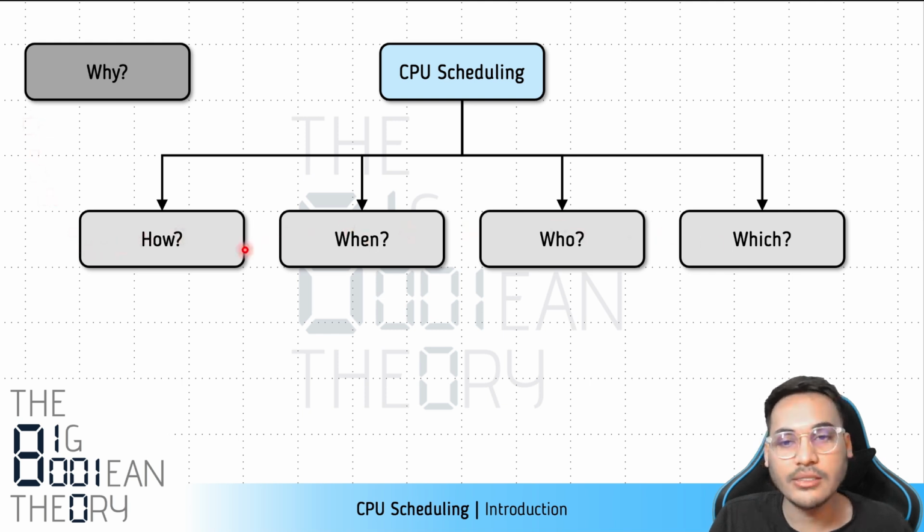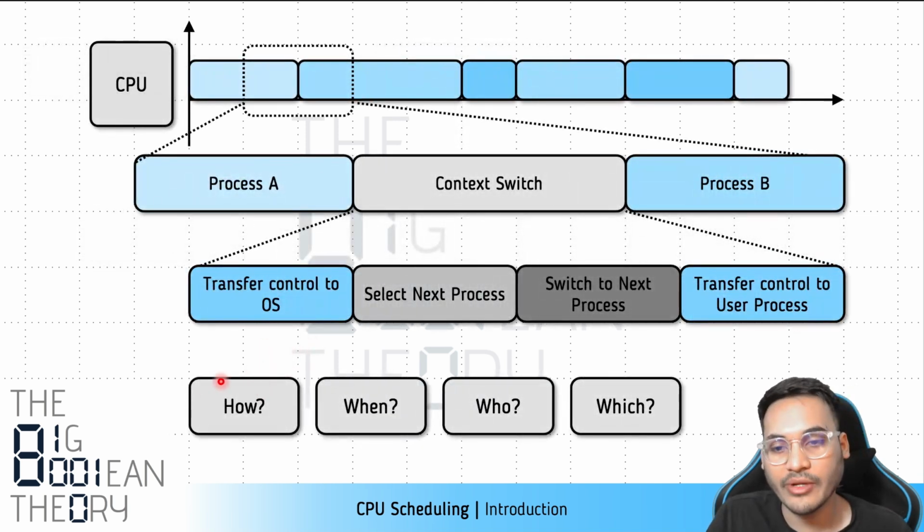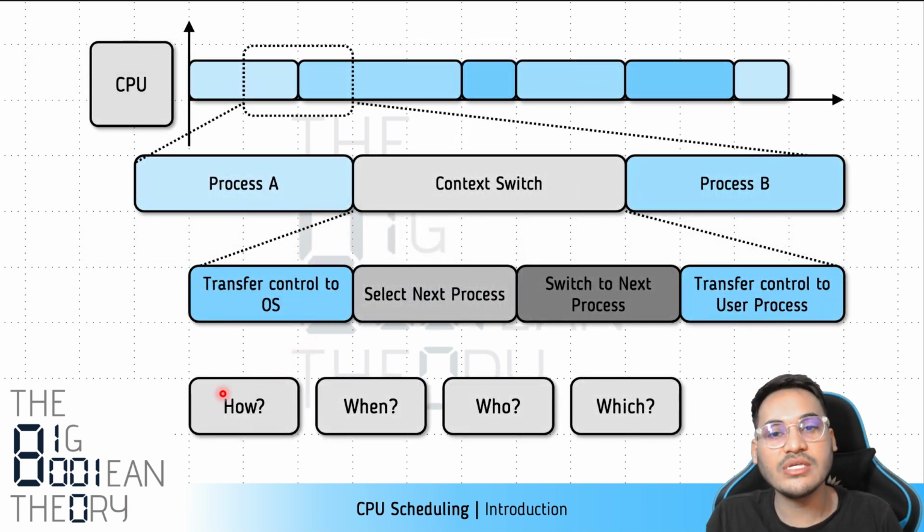Four questions still need to be answered. What are those four questions? First part is how, next is when, third is who, and last is which. So let's talk about these questions. When we talk about how, it is basically, how will we perform CPU scheduling?